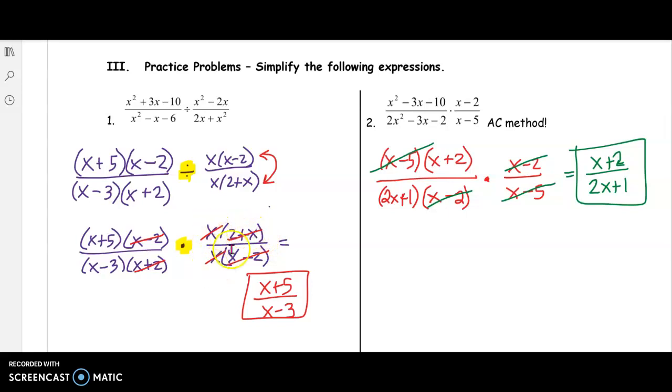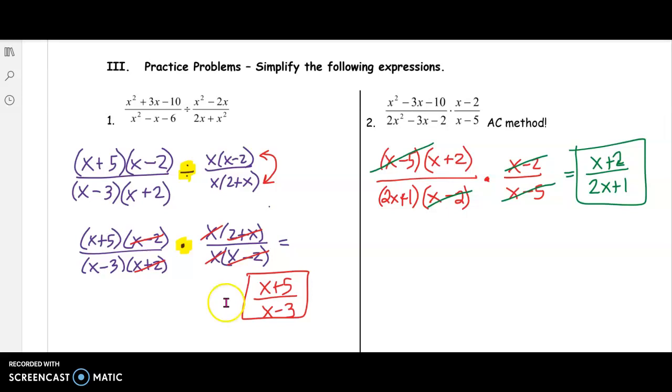You've got an x plus 2 on top and bottom, and an x minus 2 on top and bottom. And remember, anything divided by itself is 1, and that's why we can cancel those out. The only thing remaining was the x plus 5 on top and the x minus 3 on bottom.